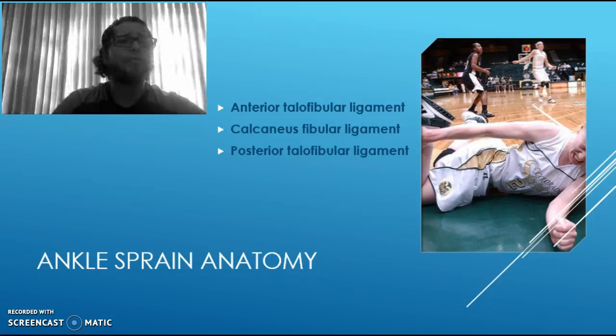Ligaments on the lateral aspect of the ankle include the calcaneofibular ligament and the posterior talofibular ligament. On the medial side of the ankle, the strong deltoid ligament complex, which consists of the posterior tibiotalar ligament, tibiocalcaneal ligament, the tibionavicular ligament, and the anterior tibiotalar ligament, may be injured with forceful eversion.